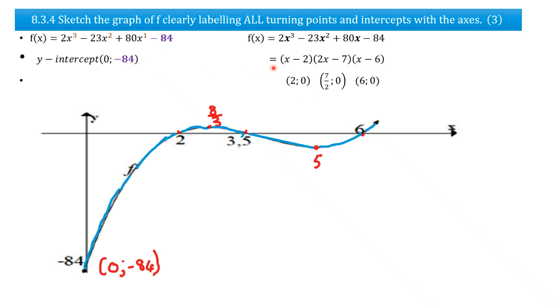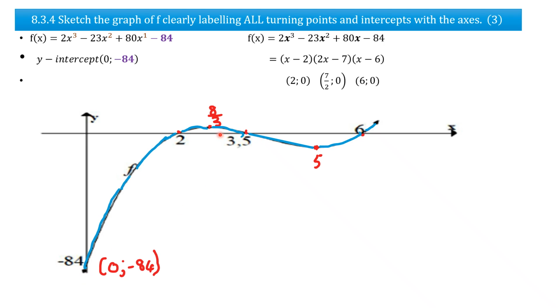That's what we got. So my first x-intercept is 2 and 0. The second one is 7 over 2 and 0. And the third one is 6 and 0. So there's 2 and 0, 7 over 2, which is 3,5, and then 6 and 0. Right? Negative 84, there's my y-cut or my y-intercept.